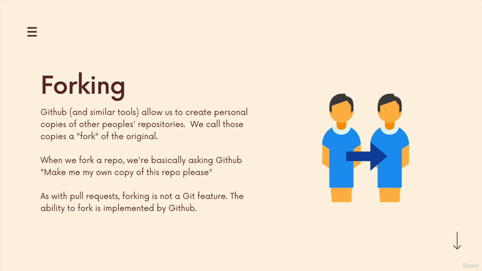So when I click the button to fork a repo, I'm asking GitHub to please make me a personal copy of this repo. This only works if it's a public repo and we have access to it. Or I guess if it's a private repo, you can fork it if needed, but you still need access to it. So I'll demonstrate this. I want to be clear again, this is not a Git feature, it's part of GitHub.